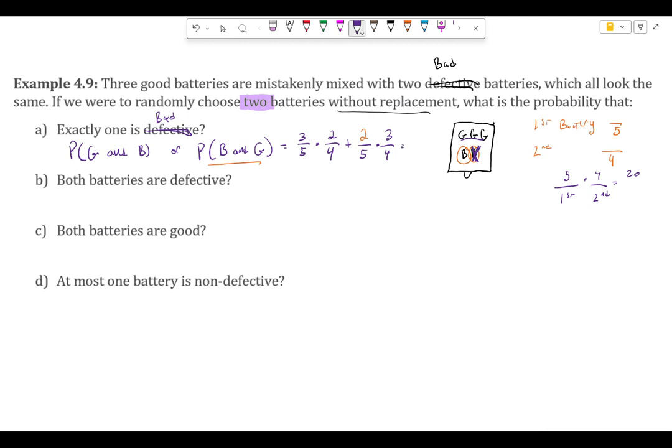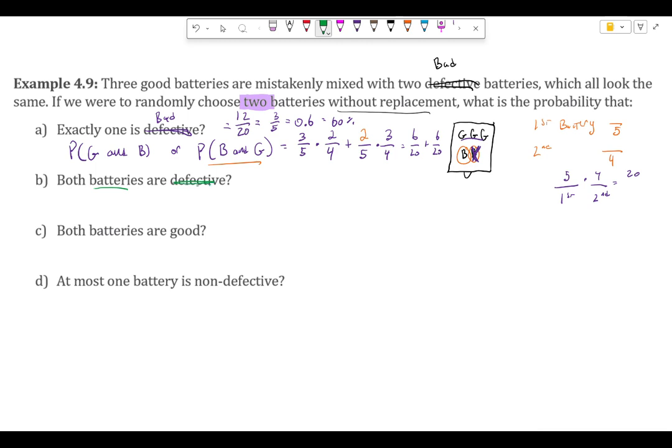So multiplying these and adding them, this would be 6 out of 20 plus 6 out of 20 would be a total of 12 out of 20, or the same thing as 3 out of 5, if we were to simplify it. You could also use a calculator, find it to be 0.6, or 60% if you wanted to convert this to percent.